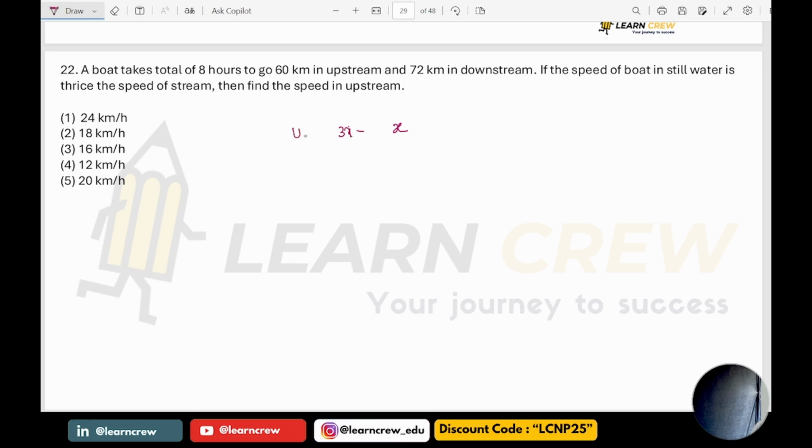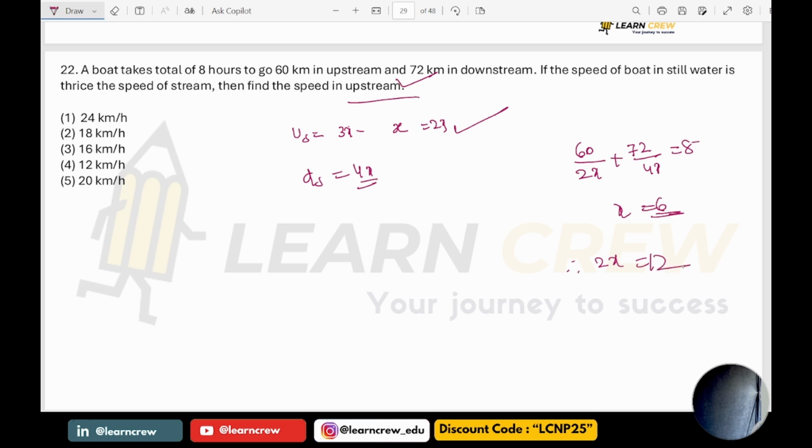So upstream speed would be 2x and downstream speed would be 4x. So it is given 60 by 2x plus 72 by 4x, and the total time taken is 8. From this, what will you get? x is equal to 6. But what is asked here? The speed of the upstream. The speed of the upstream is 2x. Therefore, 2x is equal to 12. So the answer is 12.